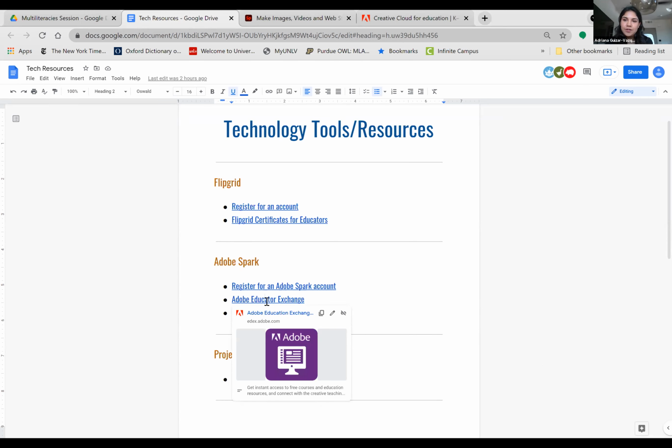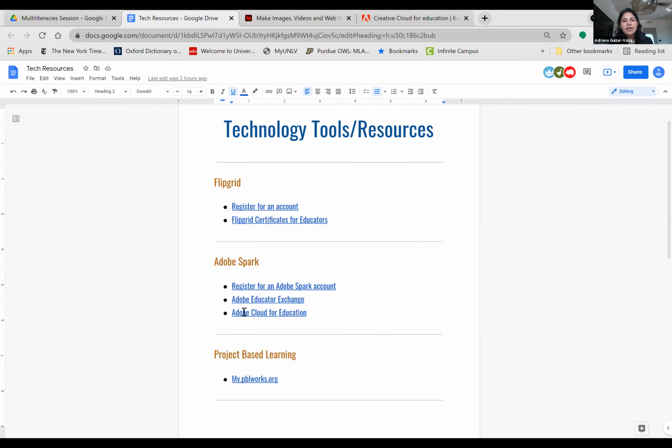In the Educator Exchange, there's many different ideas for projects and how you can incorporate a visual as the final product for students. In the Adobe Cloud for Education, you also have professional development and courses that you can go through self-paced. And I want to say, when I did that, CCSD also had some PD credits that you can earn to finish the Adobe professional development that they offer.